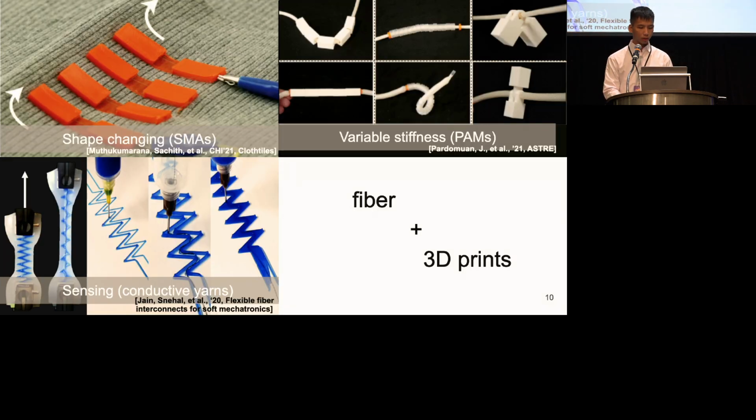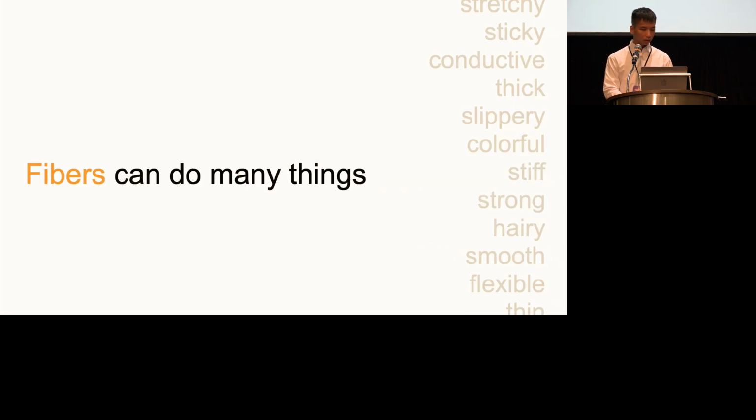And there are more works using fibers together with 3D prints. As in clothes tiles, they use SMA fibers to change shape. And in Astra, they use pneumatic artificial muscle to vary stiffness. And Jane in 2020 used conductive yarns to transmit sensing signals. So fibers can do lots of things, such as being stretchy, conductive, and so on.